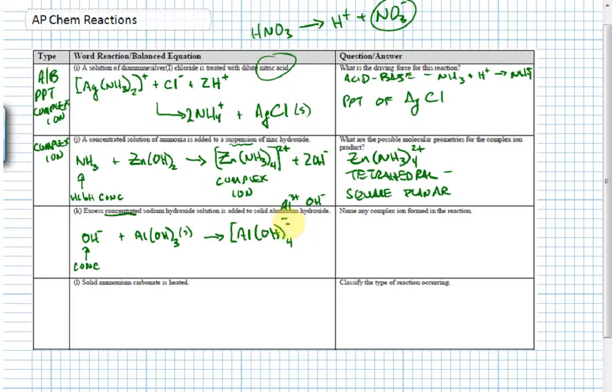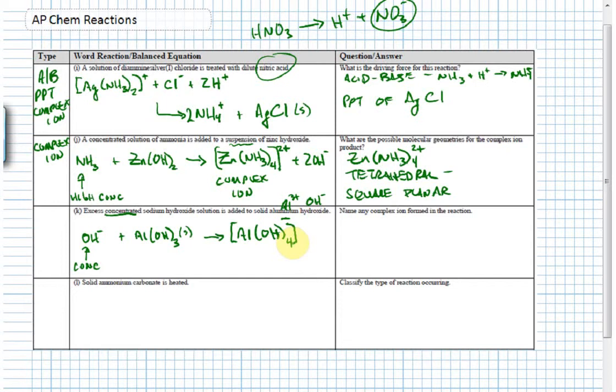Often when we write complex ions, we go ahead and put a bracket around them. Not necessarily essential, but helps to clarify. So there's the complex ion. The complex ion brings the aluminum into solution. So whereas this is a solid, this is going to be in solution, aqueous. Name any complex ion formed.